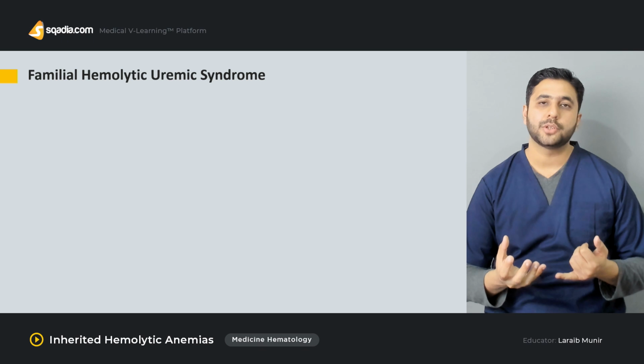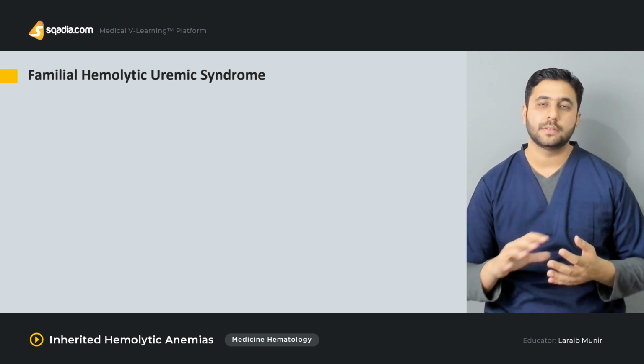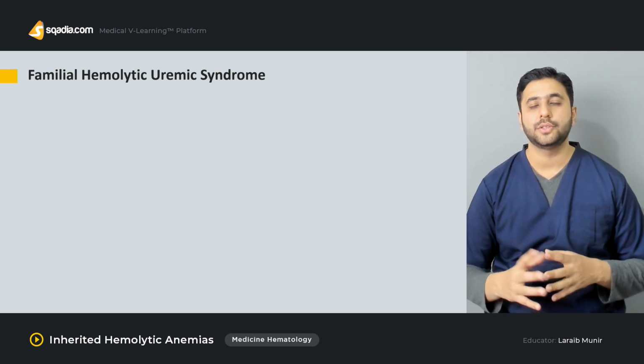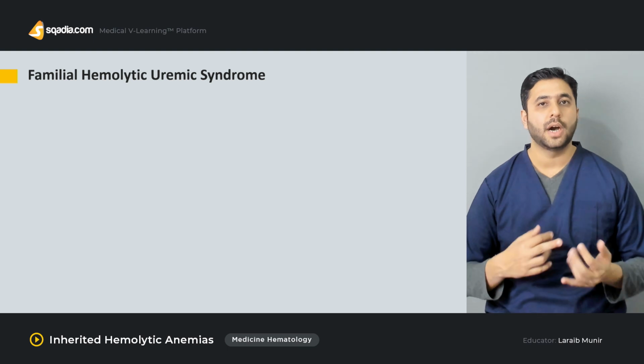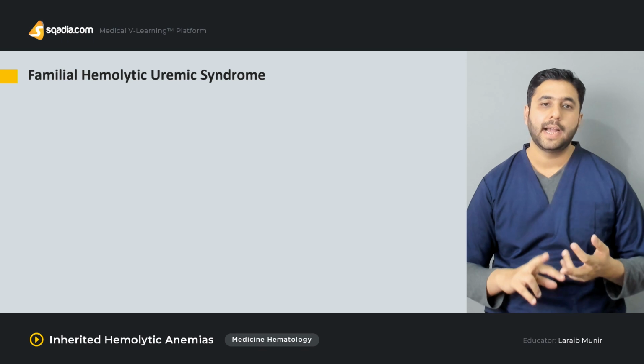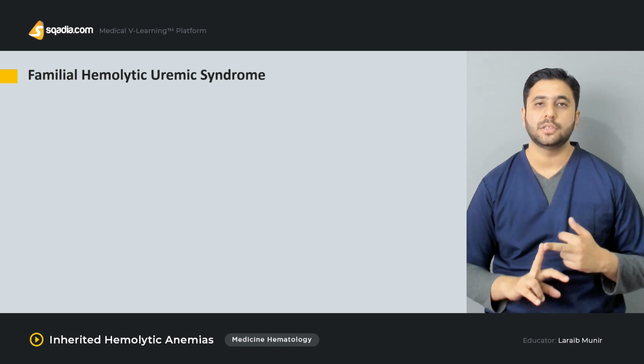Because of the formation of a thrombus in these small vessels, when the RBC passes through that thrombus, the RBC membrane gets damaged. That can lead to RBC deformation or RBC hemolysis. So RBC hemolysis or anemia, along with thrombocytopenia. And the third thing is renal failure or the development of uremia, as is evident from the name hemolytic uremic syndrome.